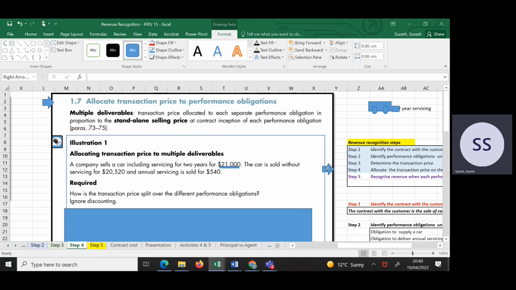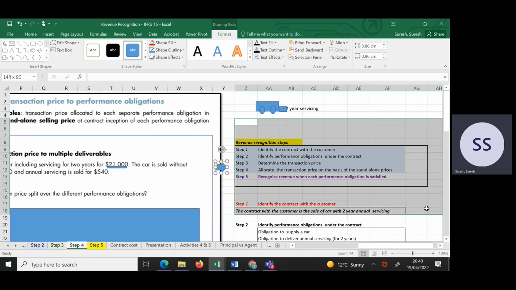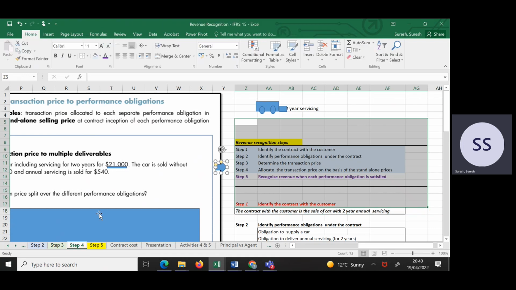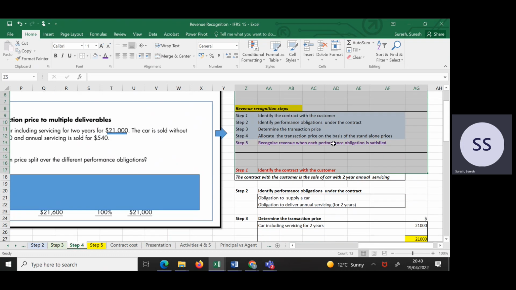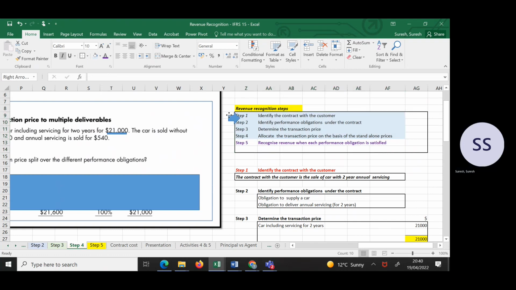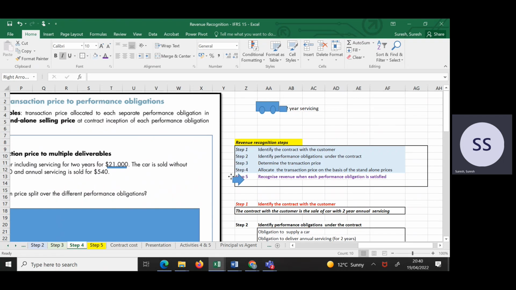Let's do this example in a way of steps. I have done the way that I would like to perform this question, in steps, and then I would show you the BPP solution. We haven't come up to step 5 yet. These are the 5 steps that you would use to approach IFRS 15 revenue recognition. This particular slide deals with only step 4, but I'm going to show you the whole process up to step 4.